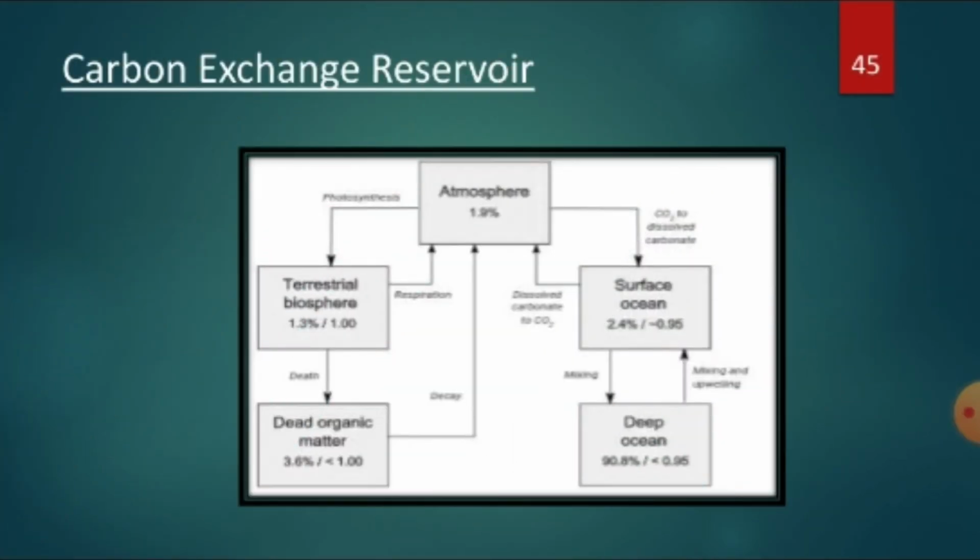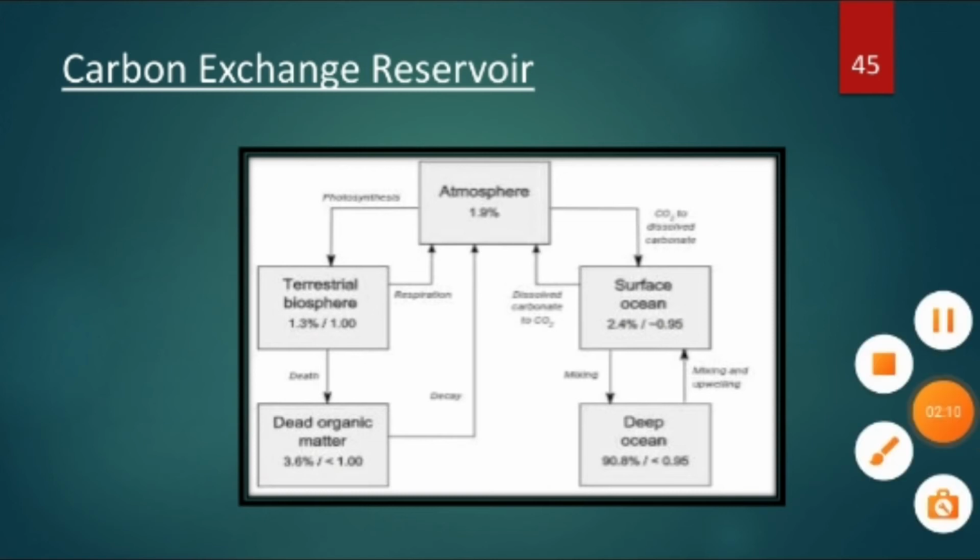Next is a flowchart showing about carbon exchange in various reservoirs. Here we find that different elements contain different amount of carbon. For example, atmosphere contains 1.9% of carbon, terrestrial biosphere contains 1.3% of carbon, surface ocean contains 2.4% of carbon, dead organic matter contains 3.6% of carbon, and the deep ocean contains 90.8% of carbon. Here, percentages show the fraction of the total carbon reservoir of each type, and the numbers after slash show the ratio of carbon 14 to carbon 12, and this ratio is referred to as the atmospheric ratio.